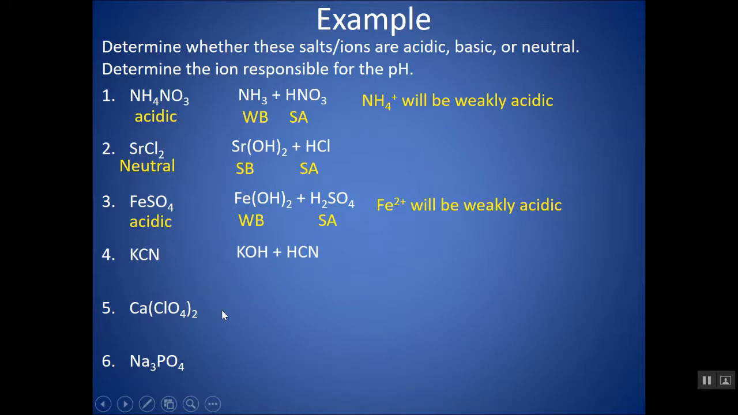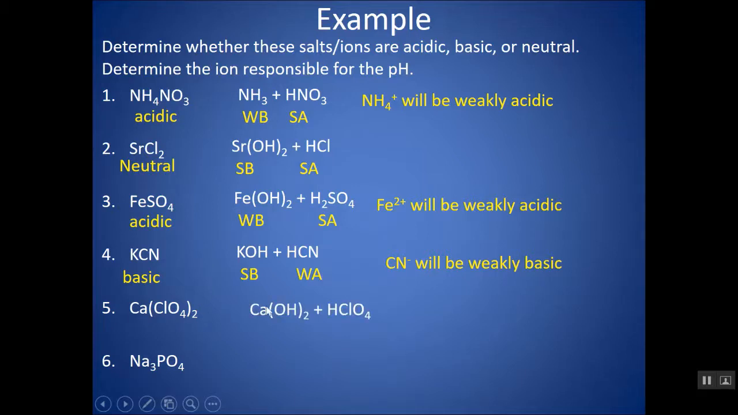KCN comes from KOH and HCN. KOH is a strong base, so K plus would not be contributing to any type of pH. HCN is a weak acid, so its conjugate CN minus would be able to function as a base, so this would be a basic salt due to the CN minus ion. That would be able to act as a weak base in solution.